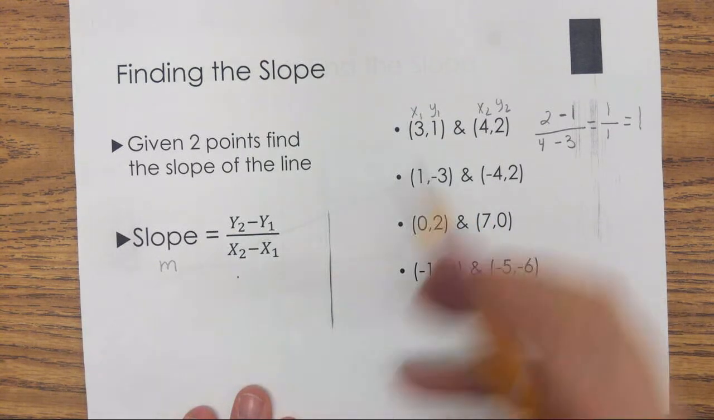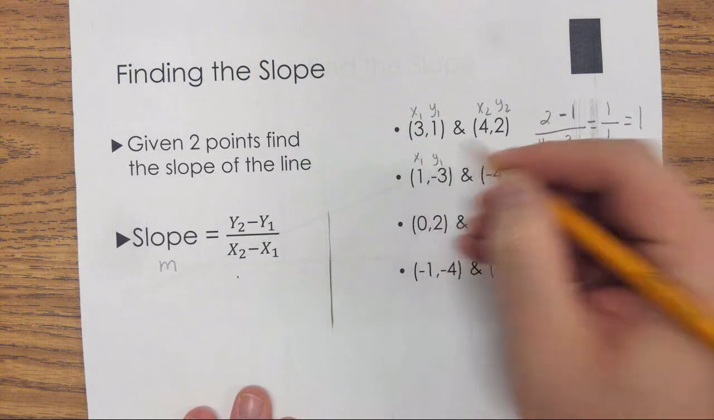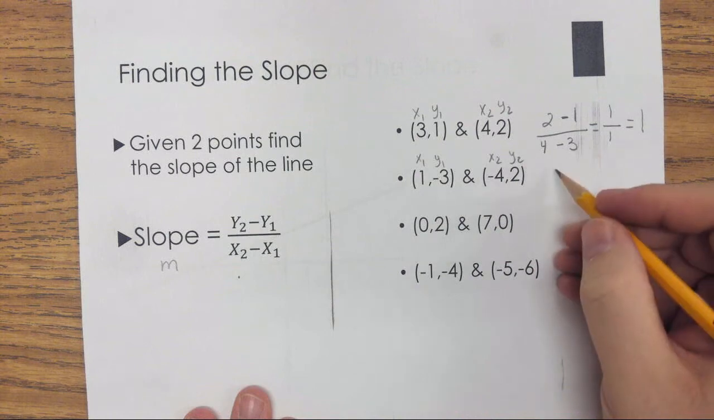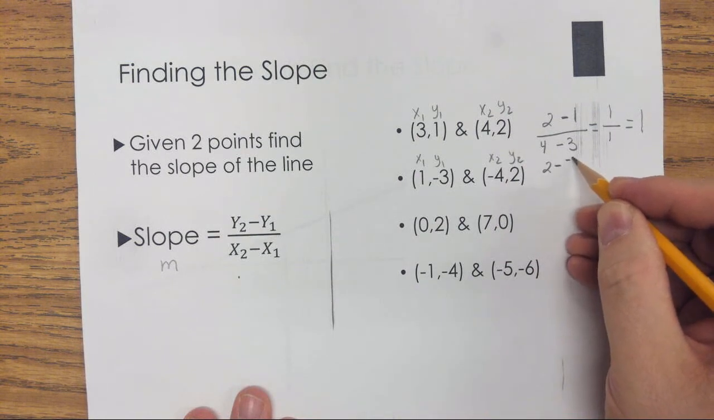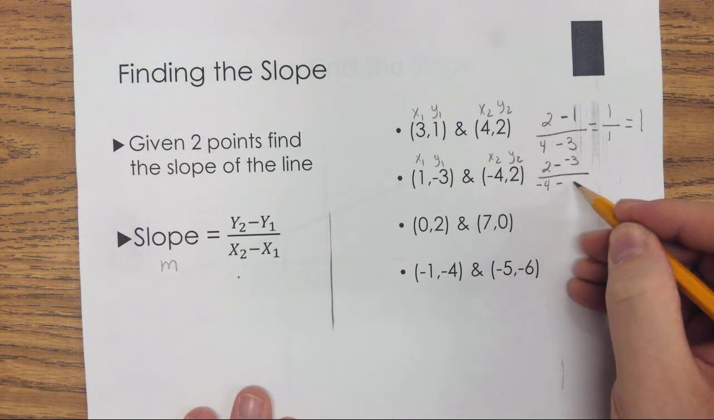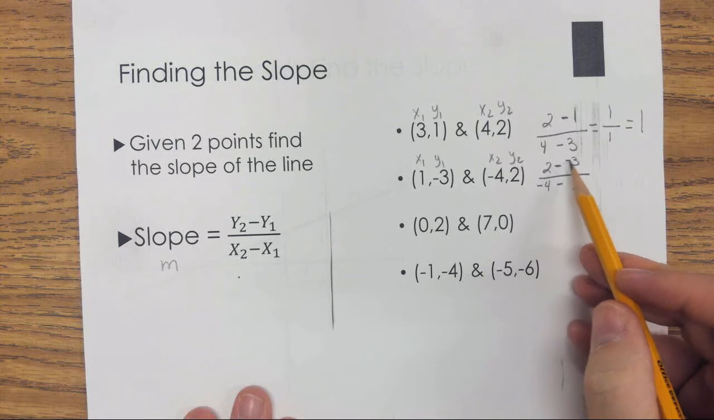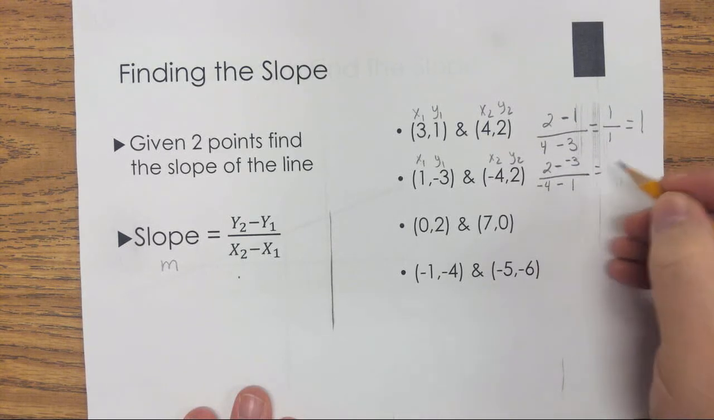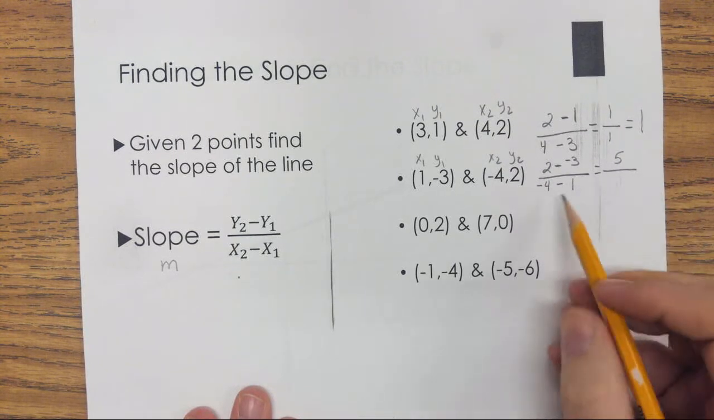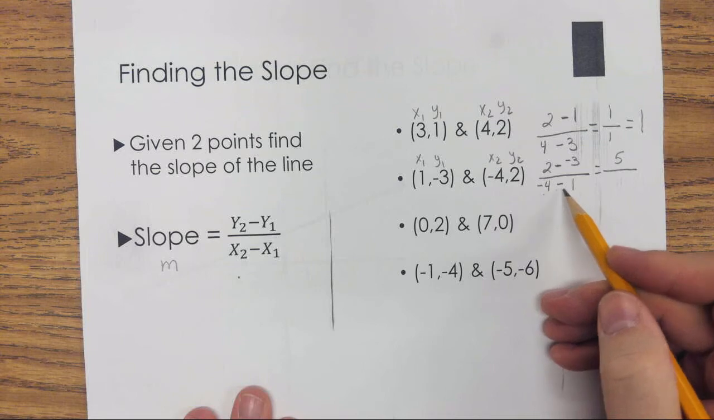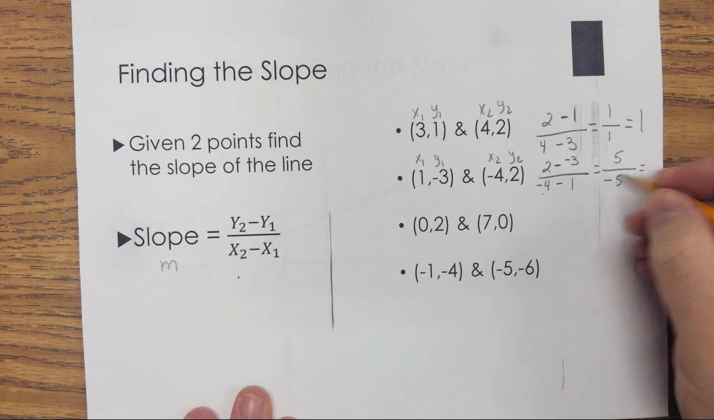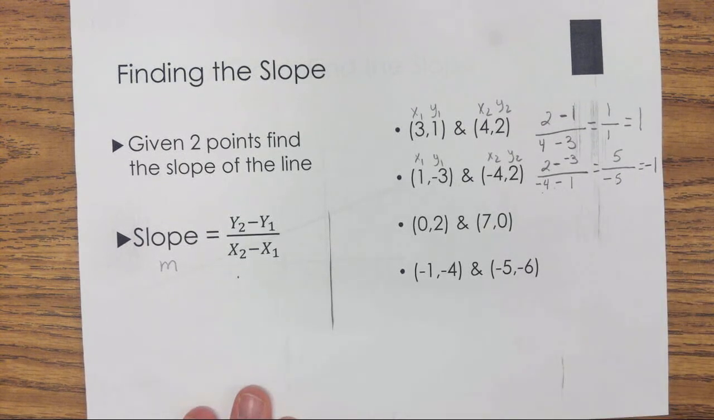Let's look at the second one. Remember x1, y1, x2, y2. So I've got 2 minus negative 3 over top of negative 4 minus 1. So 2 minus negative 3, that's the same as 2 plus 3, because negative and negative make a positive, so that's 5. Negative 4 minus 1, that's negative 5. 5 divided by 5 is 1, but one of them's negative, so we get negative 1, so the slope is negative 1.